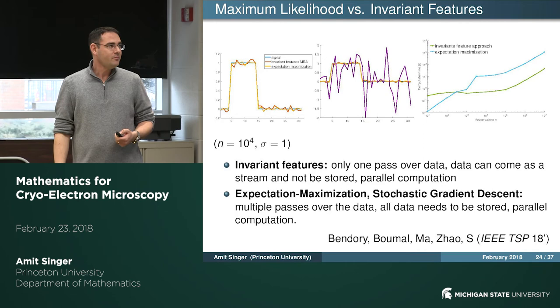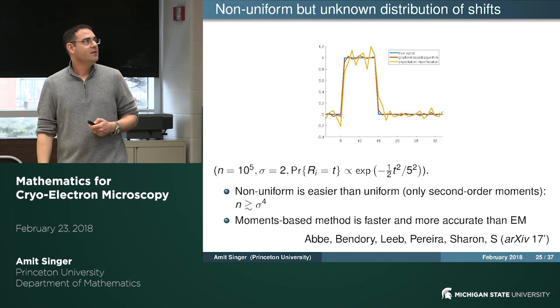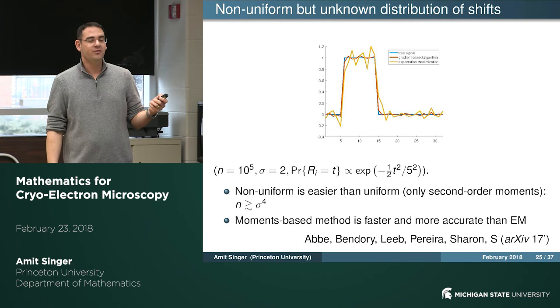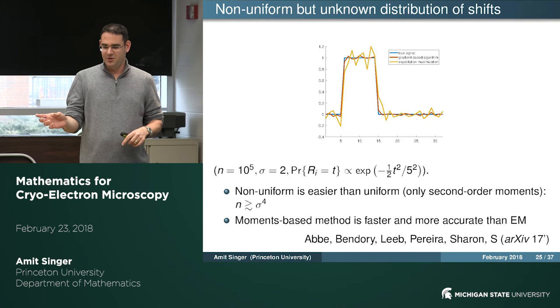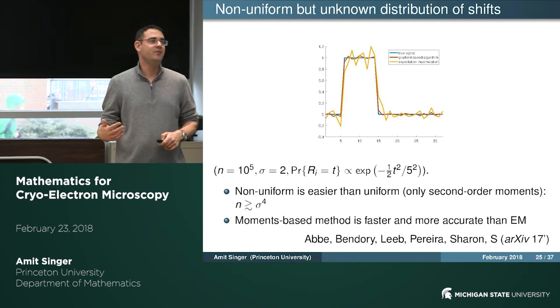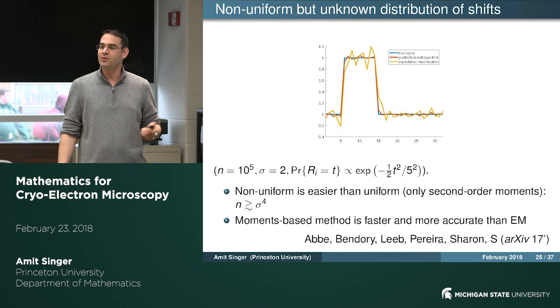So this is it. And there are actually nice generalizations. For example, if the distribution is not uniform, you don't know the distribution. The result I showed you before is for shifts that are uniformly distributed over the unit circle. If they are not uniform, and you don't even need to know the distribution in advance, then actually we can do better than sigma to the sixth; we can solve it with just sigma to the four. We have a very simple spectral algorithm to do that.